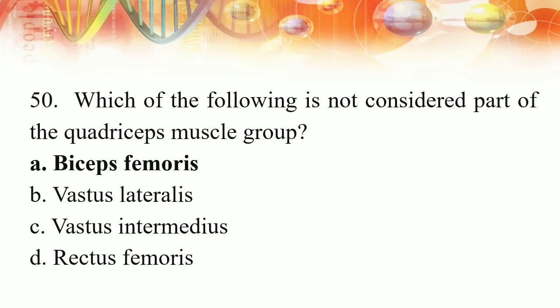Vastus intermedius is located centrally underneath the rectus femoris in the anterior compartment of the thigh, with the vastus medialis and vastus lateralis on each side of it respectively. It is one of the four muscles that form the quadriceps femoris muscle. Since B, C, and D are all parts of the quadriceps muscle group, the answer is biceps femoris.